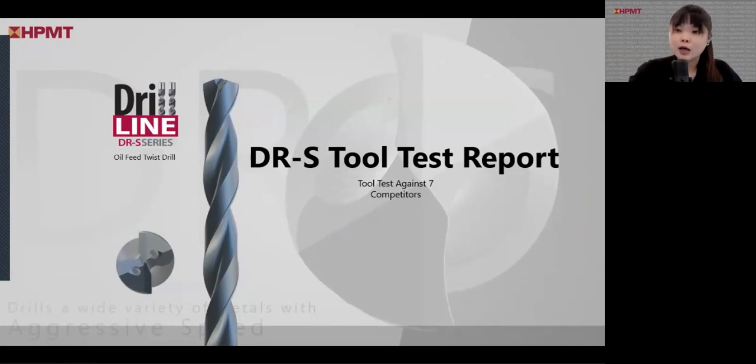Now, what about our performance? Because you might wonder how our performance compares with the other competitors, because you would like to know where we are positioned and ranked. So here we have the second tool test, which is to benchmark the competitors against our cutting tools.